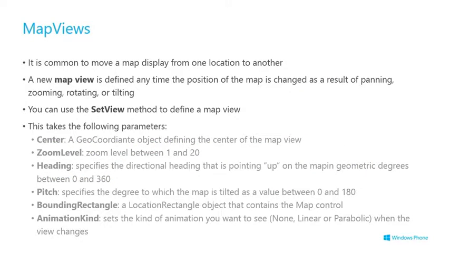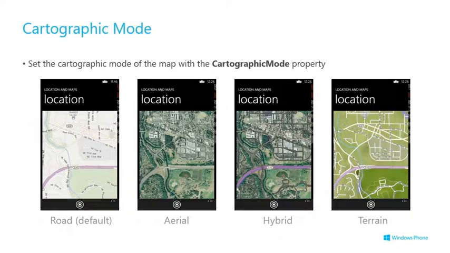When you're changing views, there's a nice feature called a map view, which is defined anytime the position of the map is changed as a result of panning, zooming, rotating, or tilting. You can use the SetView method to define a new map view, and it has a load of parameters. You can see them there. The important one I want to call out, though, is the animation kind at the bottom. This map control has a lot of nice, rich presentation capabilities. So you've got 4 different cartographic modes you can select from.